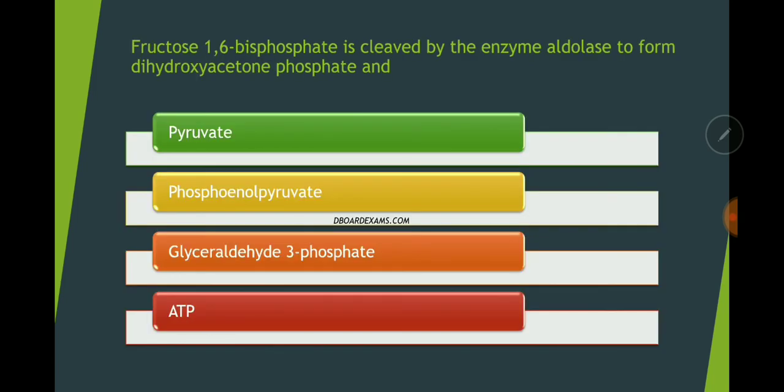So another question. Fructose 1,6-bisphosphate is cleaved, broken down by the enzyme aldolase to form dihydroxyacetone phosphate and which one? Remember, this is broken down to form 2 molecules. So dihydroxyacetone phosphate is one of them, and the other one, which I keep talking so much about, is glyceraldehyde 3-phosphate. Okay, so our answer is this one.